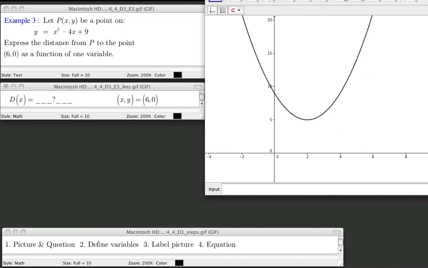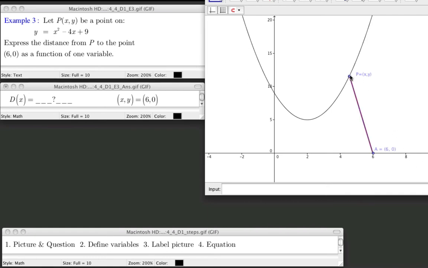I also need the point (6, 0). And then I need some point on the parabola. I don't know where to draw it, and I'm going to label it with just a plain old (x, y). So I've taken the information that they've given me and created the diagram. I know my question is to find the distance in terms of one variable only, and I just picked x at random. I have a picture over here, and the distance that I need to find is that length there.